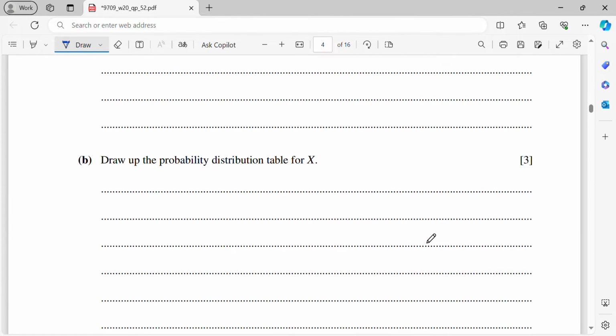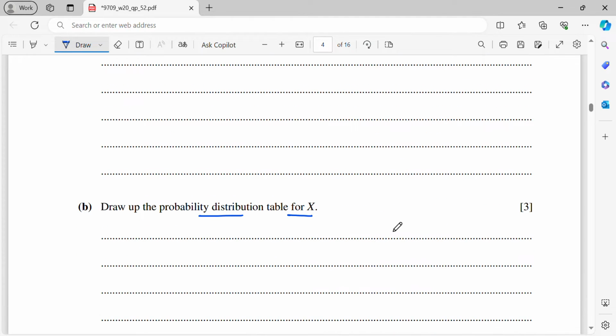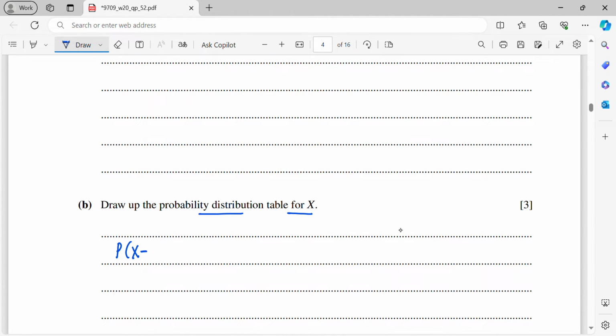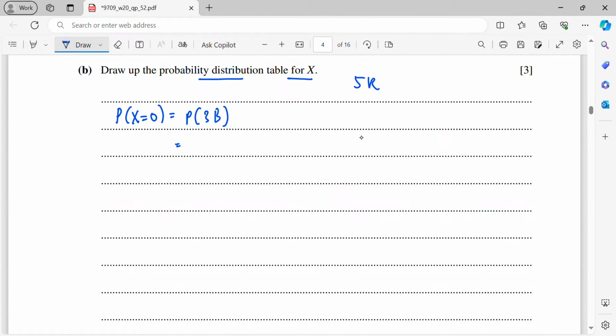Okay, now part B, draw up the probability distribution table for X. So here we have solved for X = 1 because your X is the red balls. So now I just need to calculate when there are no red balls and 3 red balls. When P(X = 0), that means all 3 blue balls, right? Now you have 5 red, 3 blue, and you take 3 blue balls. That means it's 3C3 over 8C3. Then you will be getting 1/56.